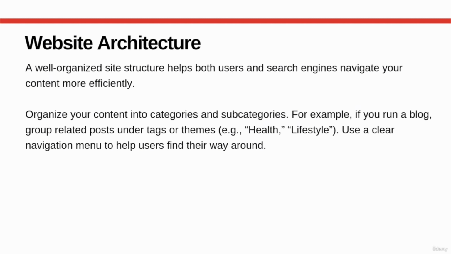Website architecture. A well-organized site structure helps both users and search engines navigate your content more efficiently. Organize your content in categories and subcategories. For example, if you run a blog, group related posts under tags or themes, example health, lifestyle. Use a clear navigation menu to help users find their way around.